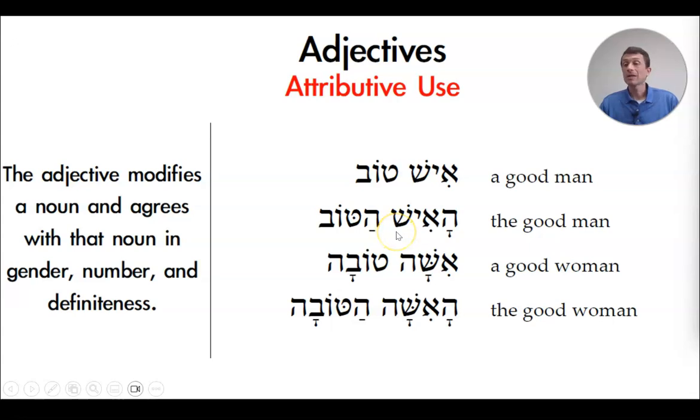But the adjective must also agree in definiteness. So here you have ha'ish, hatov, you have the definite article on the noun. That means the definite article has to be on the adjective too. So very literally, this is the man, the good one, or the man, the good. We just translate it with one article in English and say the good man. Here's a feminine example, isha tova, a good woman, or ha'isha hatova, the good woman.